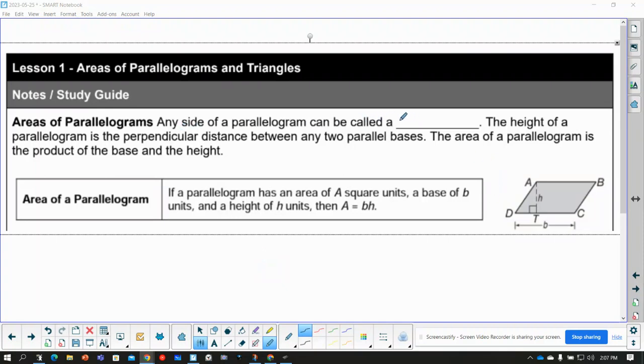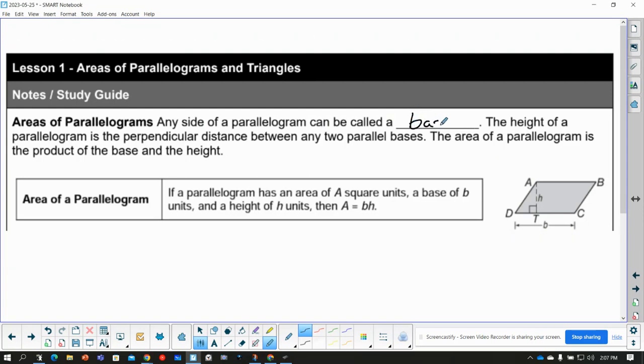Any side of a parallelogram can be called a base. What's going to be important is the height. The height of a parallelogram is the perpendicular distance between any two parallel bases. So in a parallelogram, all the sides are parallel. So we know that this side is parallel to this side, and this side right here is parallel to this side right here. But you need to have something that goes directly from one base to the other base to be that height. Okay?